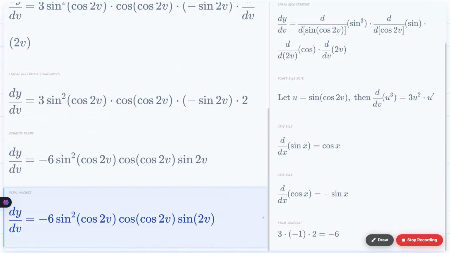We write the final answer as negative 6 sine squared of cosine 2x times cosine of cosine 2x times sine of 2x. This is our completed solution. We have finished finding the derivative for every layer.